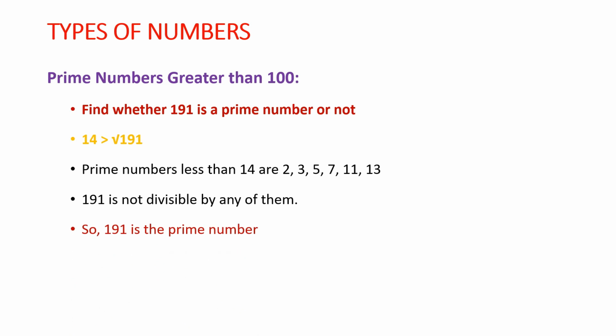If 191 were divisible by at least one of the listed prime numbers, then 191 would not be a prime number. But in our case, 191 is not divisible by any of the listed prime numbers. So 191 is a prime number.